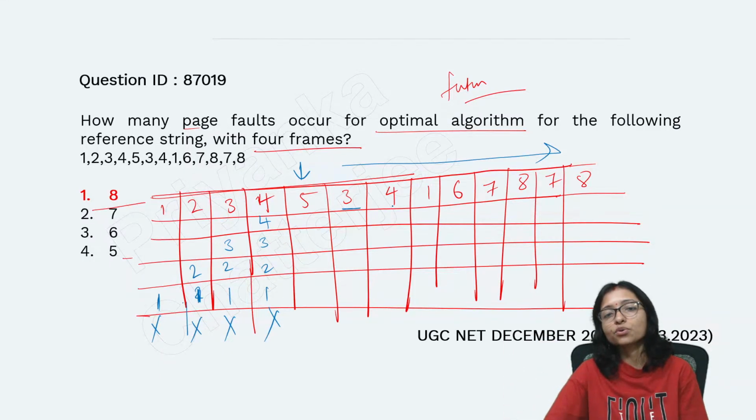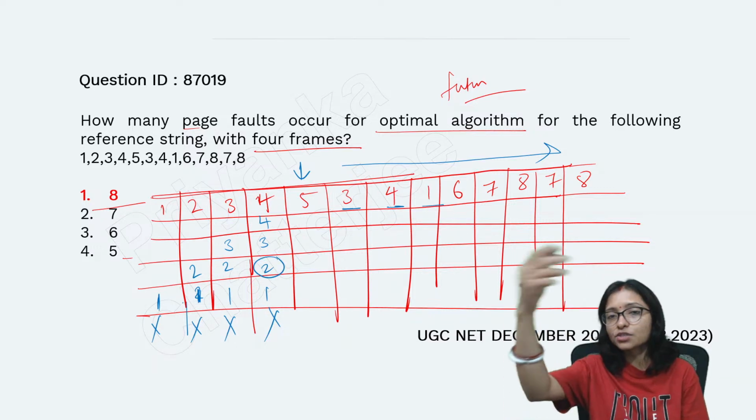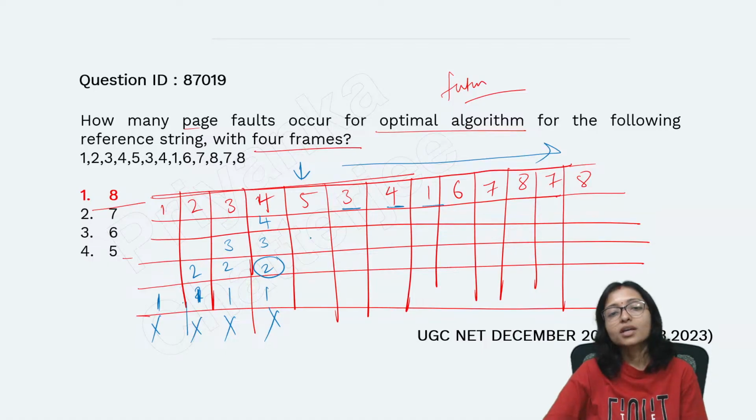You can see 3 is used, 4 is also used, 1 is also used. Only 2 is not used. Only this 2 is not coming in the nearest future anyhow. So that means 2 is going to be replaced with 5. So this is a miss. This one will be a hit, this one will be a hit, this one will be a hit. And no need to do more. 6 is going to miss. 7 is also going to miss. 8 is also coming for the first time, so it is also going to miss.